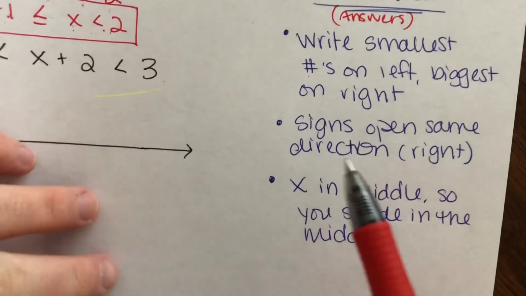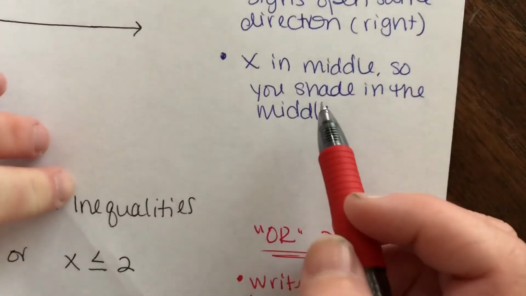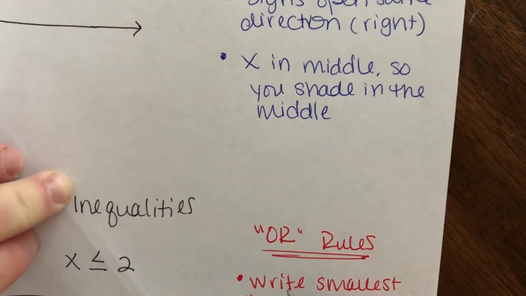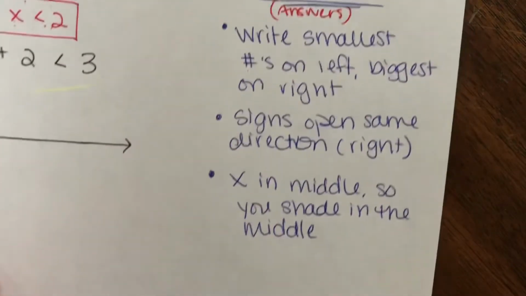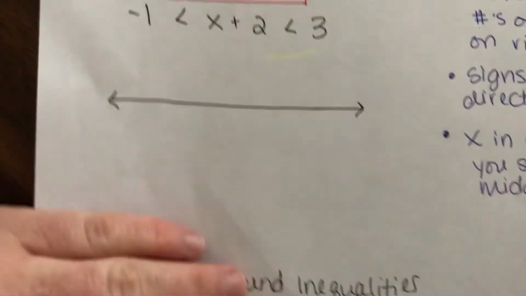Okay, and then lastly, x is in the middle. X represents the shaded part, so it's always in the middle for an and compound inequality. So those are my little 3 rules. You can write those down, pause the video, rewind it. Those are always true for and compound inequalities.